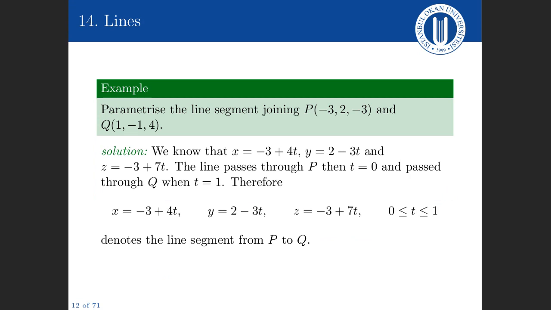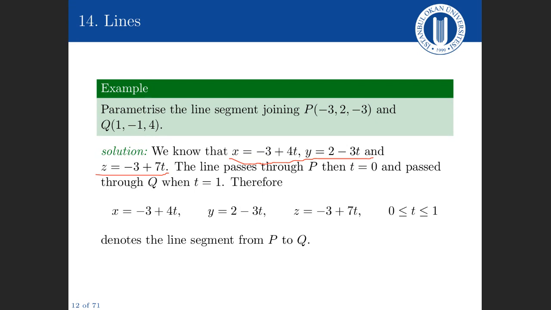Parameterize, that's another way to say find the parametric equations, of a line segment joining P and Q. This is the same points P and Q as previously. So we already know x is minus 3 plus 4t, y is 2 minus 3t, and z is minus 3 plus 7t.